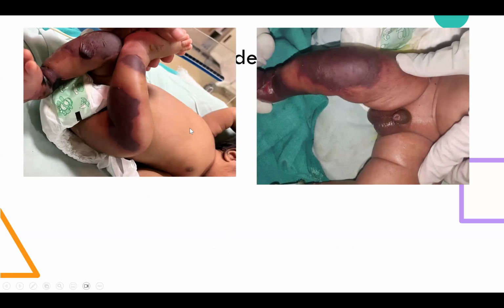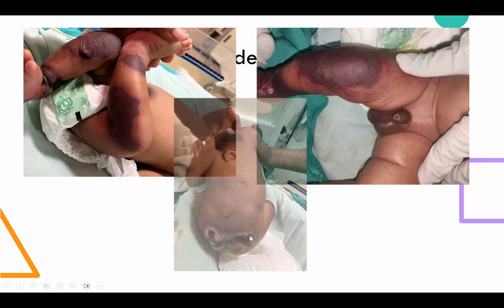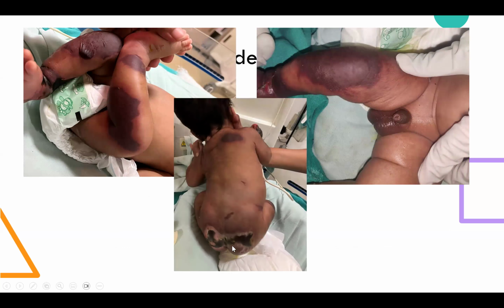This was one of our cases with congenital protein C deficiency that presented with purpura fulminans at around 2 weeks of age. This is the gluteal region that is almost healed with necrotic elements. This was one of the old back lesions.